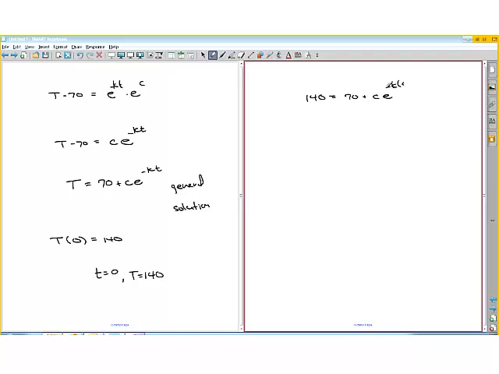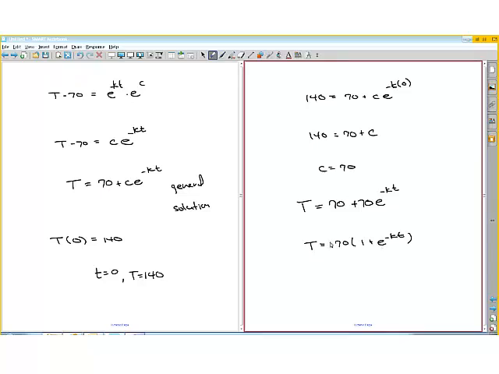So I get minus k times 0. e to the 0 is 1. So I get 140 is equal to 70 plus C. C is equal to 70 by subtracting 70 from both sides. And so my particular solution is 70 plus 70 e to the minus kt. And I could factor out a 70, so I get T equals 70 times 1 plus e to the minus kt.